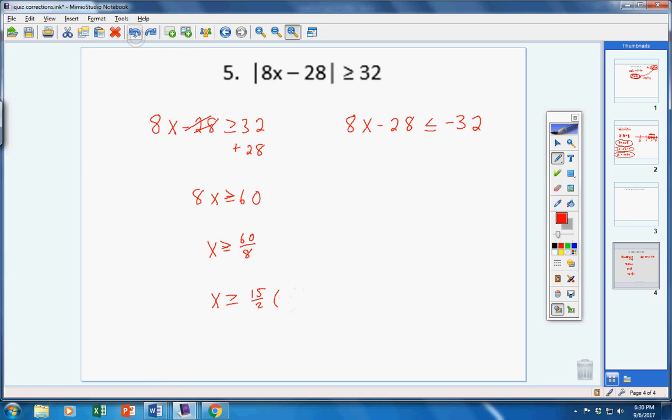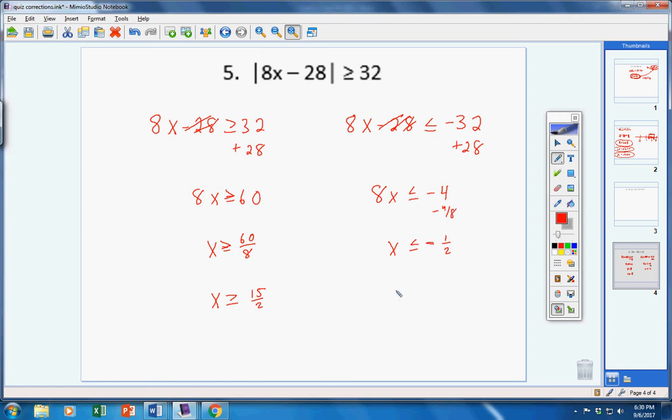Okay. Now over here, bring the 28 over and make it a positive 28. So you're left with 8x is less than or equal to negative 4. Now divide both sides by 8 and you'll get x is less than or equal to negative 1/2. Okay? Well, you'll get negative 4/8, which reduces to negative 1/2.